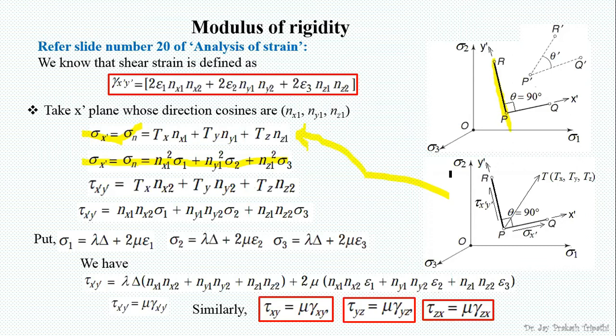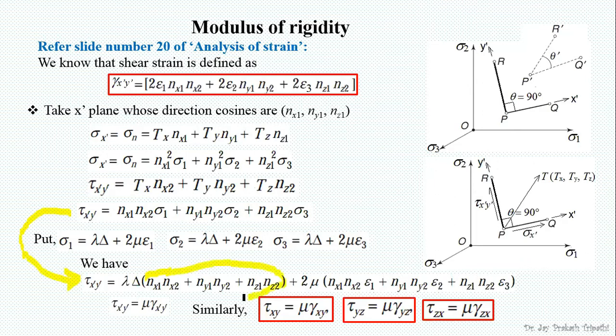And if the direction cosines of y dash plane are nx2, ny2 and nz2, then we can write down the expression of tau x dash y dash in this form. Here again we can put Tx is equal to nx1 sigma 1, Ty is equal to ny1 sigma 2 and Tz is equal to nz1 sigma 3. Next, put sigma 1 is equal to lambda delta plus 2 mu epsilon 1, sigma 2 is equal to lambda delta plus 2 mu epsilon 2, and sigma 3 is equal to lambda delta plus 2 mu epsilon 3. After simplification, this equation is transformed into this expression.